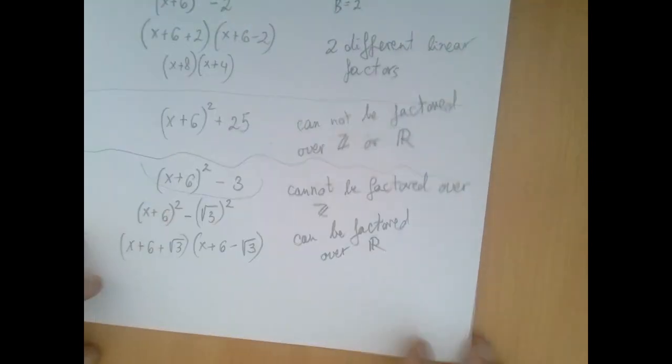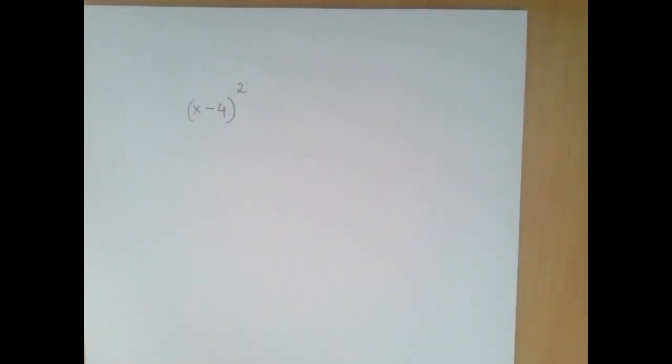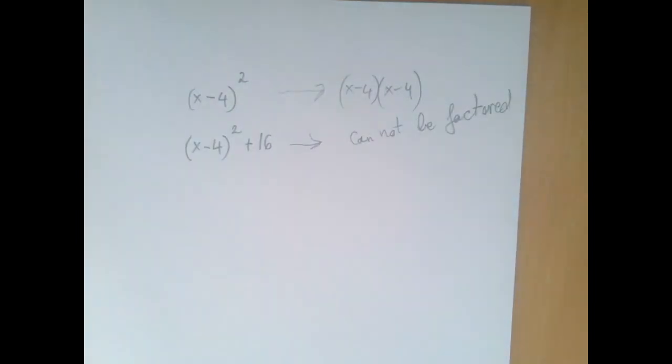In summary, I'm going to use different examples. After completing the square, you have just a complete square. That means it's already factored. It is a complete square. If you have a number added, any number, square or not, this one cannot be factored because the sum of two squares cannot be factored.